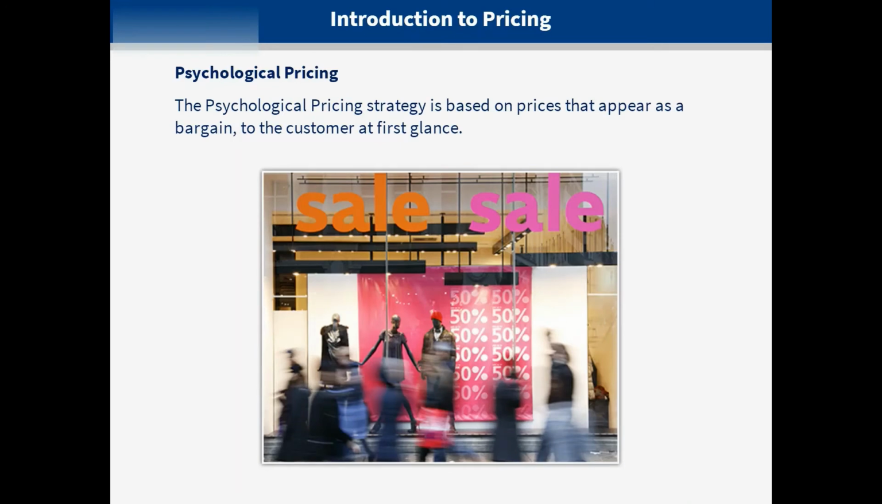Psychological pricing is the practice of displaying prices which are a few cents less than a price expressed in full dollars. This is based on the assumption that the customers will not round the dollars and cents prices up, and that therefore they will consider the dollars and cents price to be significantly lower when it is only marginally lower. Thus, this strategy is based on prices that appear as a bargain to the consumer at first glance. For example, $2.99 per pound instead of $3 per pound. Nowadays, many companies use psychological pricing to increase their sales.